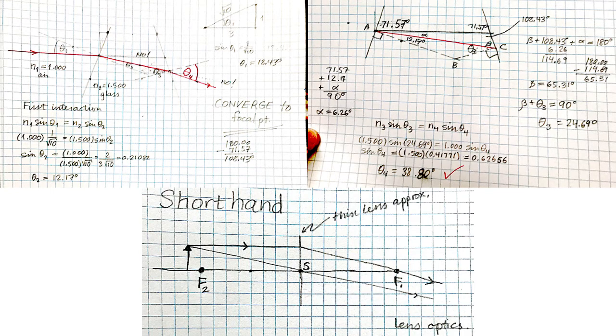Okay, so n3 is 1.50, and sine of theta 3, 24.69 degrees, equals 1.000 times sine of theta 4. So sine of theta 4 is equal to 1.500 times the sine of 24.69, which is 0.41771, equals sine theta 4.